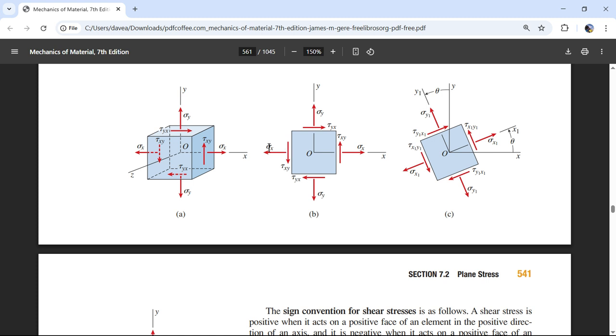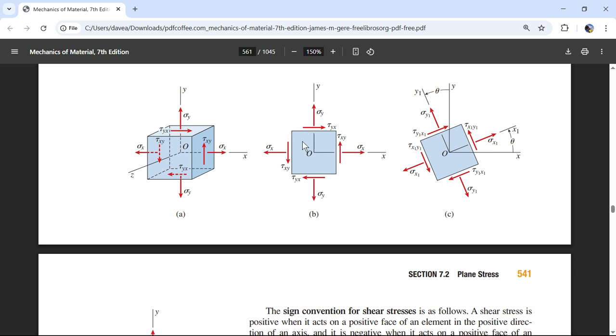A stress is force per unit area, like PSI or newtons per meter squared. That's a force divided by an area, and then we're going to multiply by an area to get the force. So the force right here would be sigma x A0. This force down would be tau xy A0. This force over would be tau xy A0. This force down would be sigma y A0.